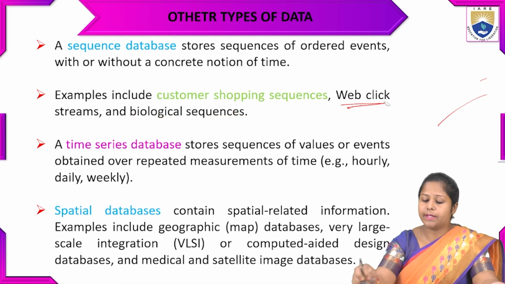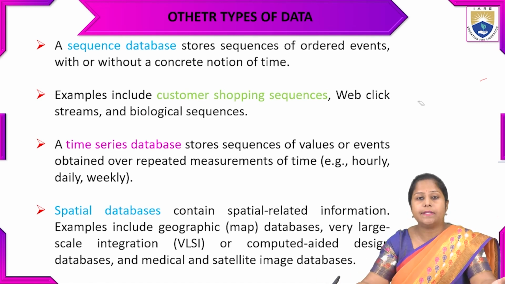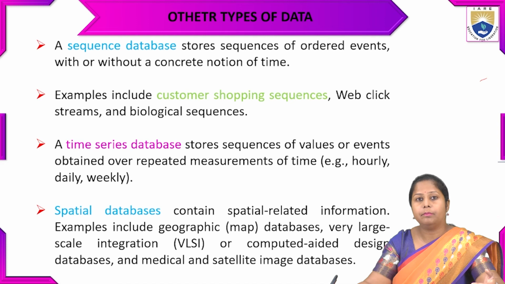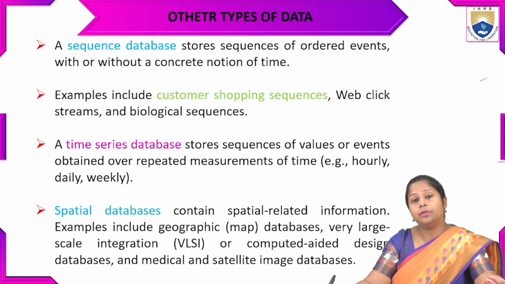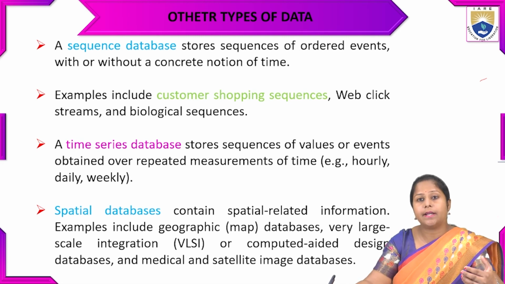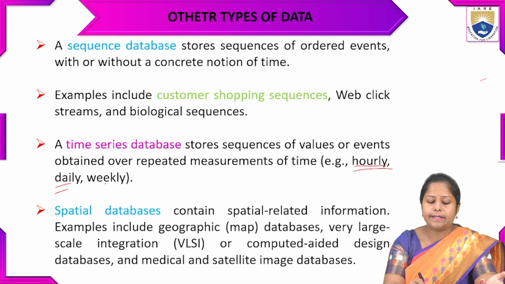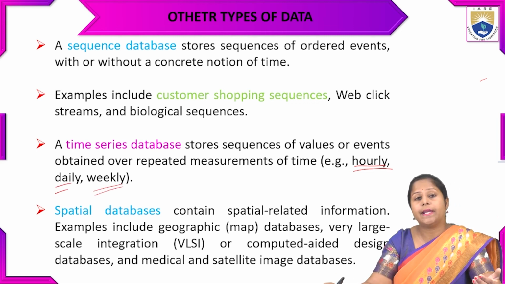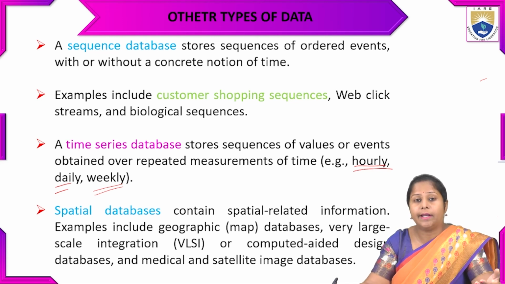A time series database stores a sequence of values or events obtained by repeated measurement of time. There will be particular dates, months, years, and timings. All such related data, repeated measurements of time, come under time series data, for example hourly, daily, or weekly data. Take the example of an online shopping application: how many times a user visits, the weekly prediction, how many users are clicking, and how many users are ordering.